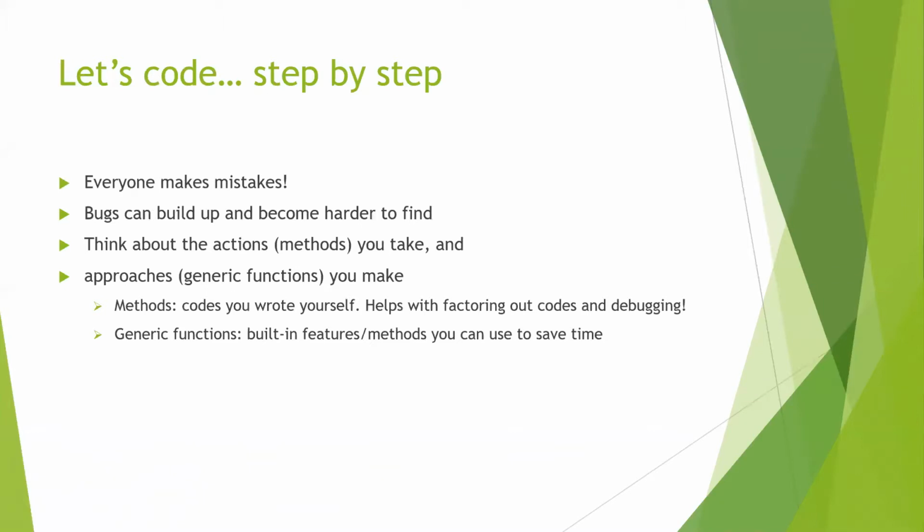So I want you to think about the actions you make and the approaches or general functions that you make. What I mean here is that methods are the code that you wrote yourself. They are original. It's your own work. So methods help with factoring out code and debugging. And approaches, I gave them a name, but they are actually generic functions. So these are built-in features or methods that you can use to save time.